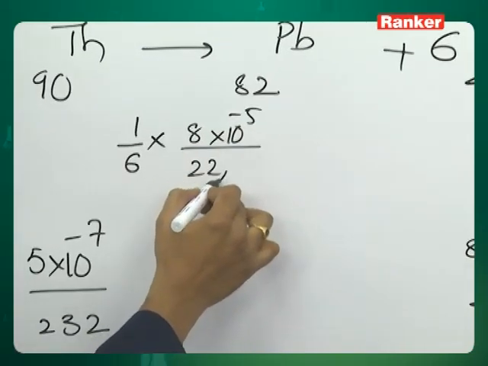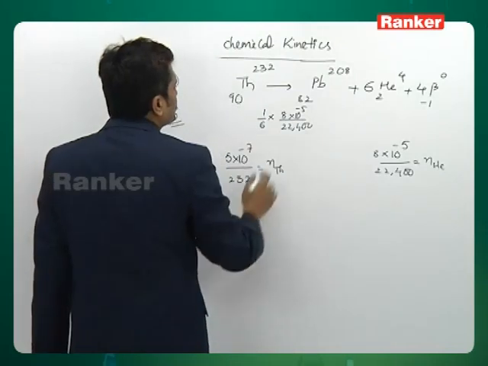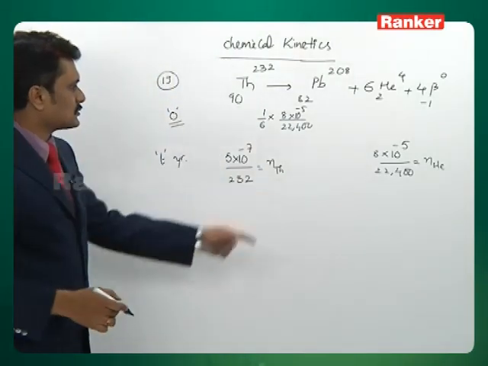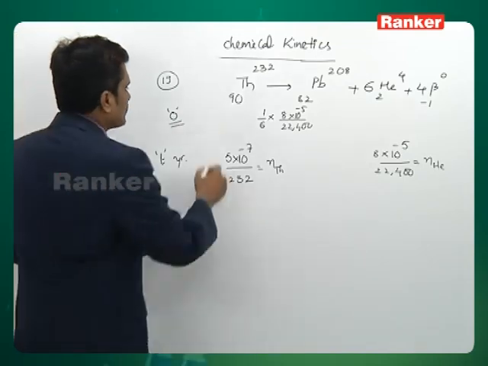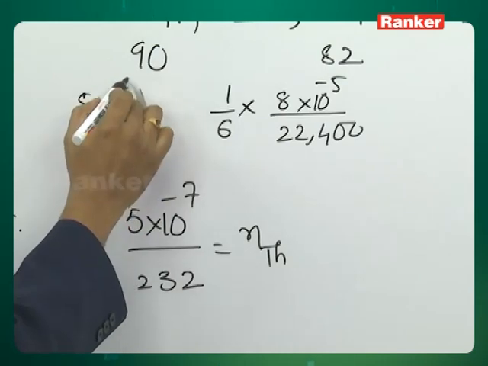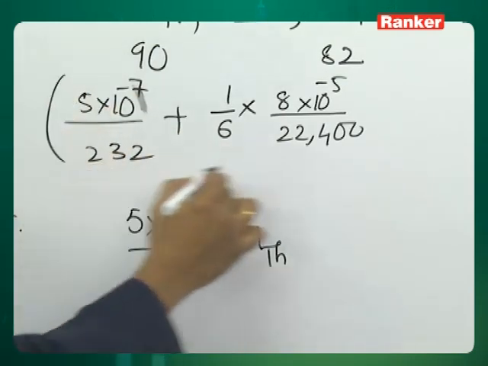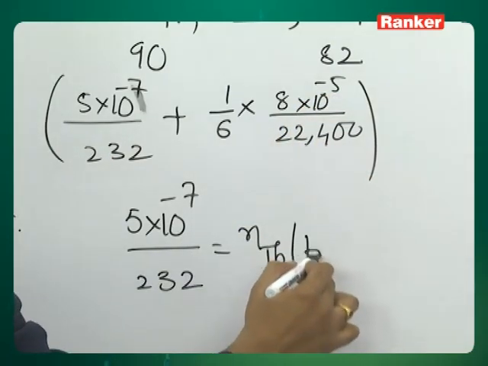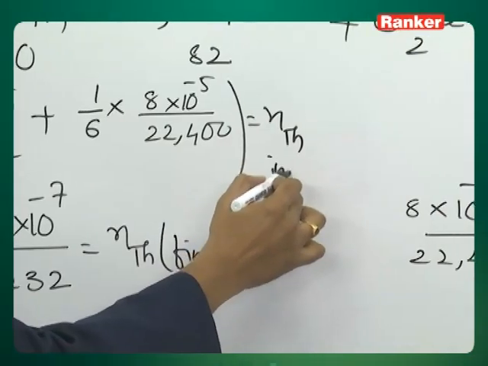This many moles of thorium might have reacted to produce that many moles of helium. Now this much is remaining. So the sum of these two will fetch you the initial mole of thorium in the reaction.